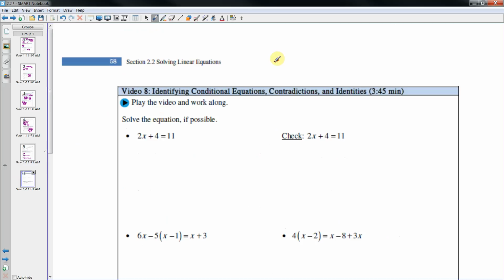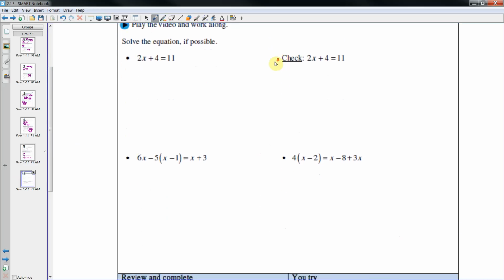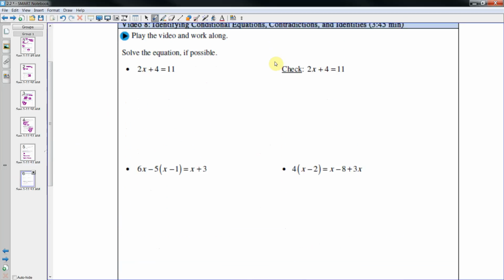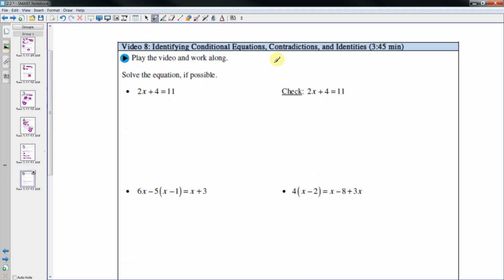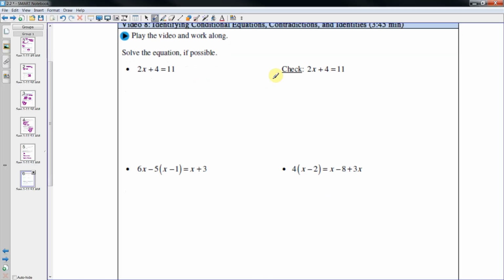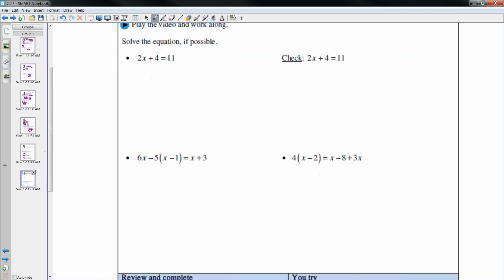Alright, so on these back ones, those are just identifying if they are conditional or not. Okay? Just keep in mind if you work a problem and you have all your variables canceled, look to see if it's true or false what you have left. Alright, that is solving equations with multiple steps. Hopefully we're going to be able to get through them and be very successful.